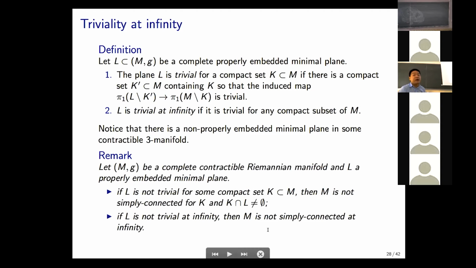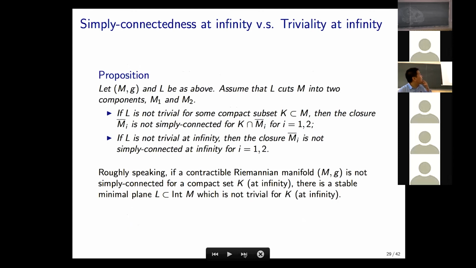Furthermore, let M and L be as above, and assume that L cuts M into two components, M1 and M2. If L is not trivial for some compact set K, then the closure of Mi is not simply connected for K intersect the closure of Mi, for i equal to 1 or 2. If L is not trivial at infinity, then the closure of Mi is not simply connected at infinity, for i equal to 1 and 2.